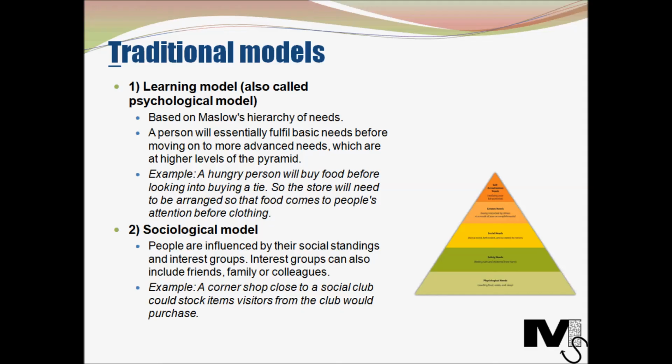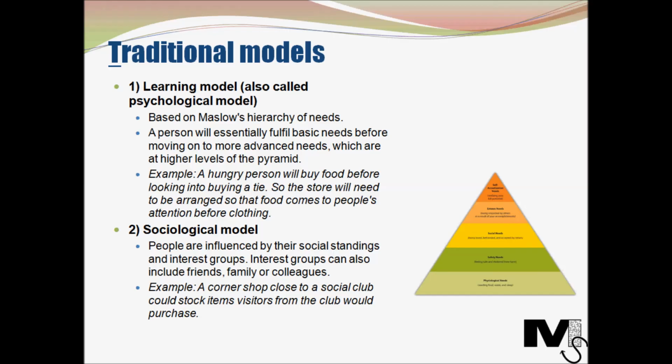For example, for a business that sells a variety of products ranging from clothes to food commodities, it's important to understand that a hungry person will buy food before looking to buy a tie. So the store will need to be arranged so that food comes to people's attention before clothing and anything else. If you think about it, retailers do arrange food items close to entry points.